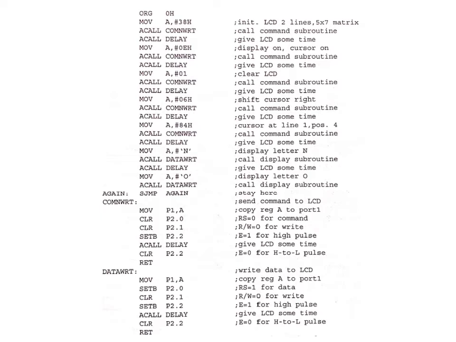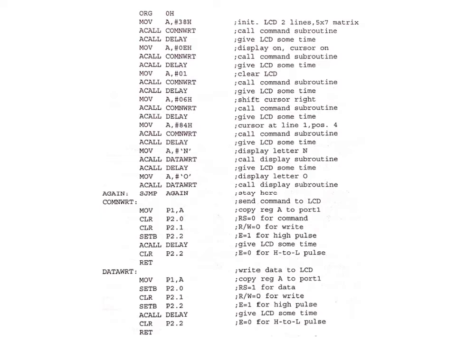If you go to the subroutine command write, there we have MOV P1, A. So A, which in our case holds 38H, is moved to P1, copying register A to port 1. Then CLR P2.0, which is done to make RS equal to 0, mainly for command operation. Then CLR P2.1, since our intention here is to write: clearing it makes R/W equal to 0 for write operation. For that particular purpose this is done.